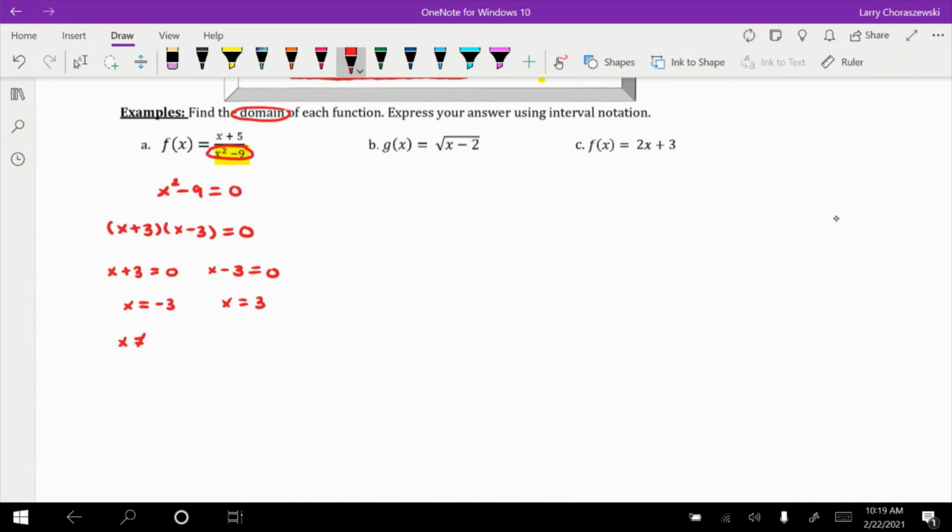I'm going to say we don't want x to equal negative 3, and we also don't want x to equal positive 3. Does that make sense? Because if you plug these two values into our function, they would give us a 0 in the denominator. Does that make sense?